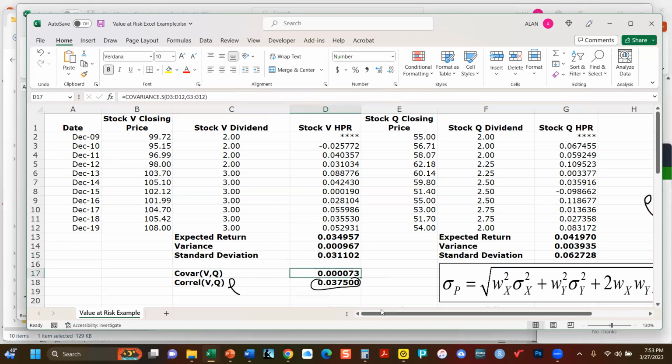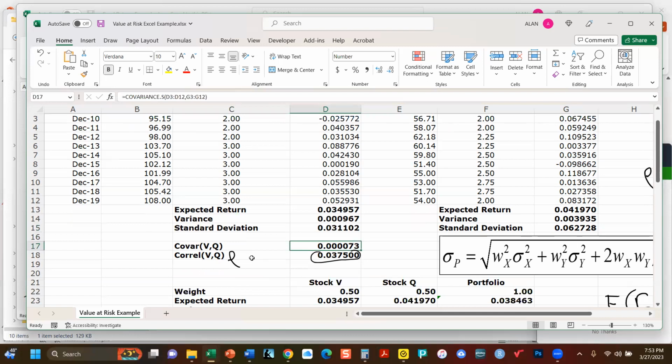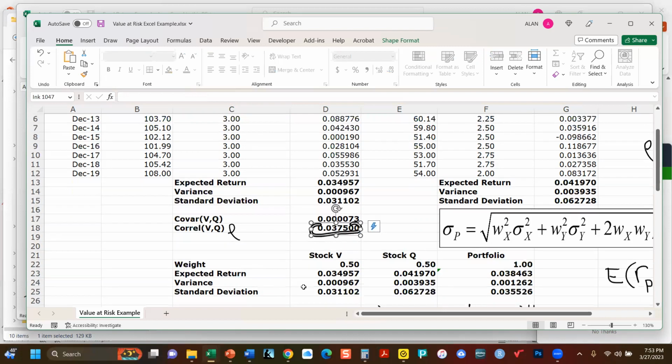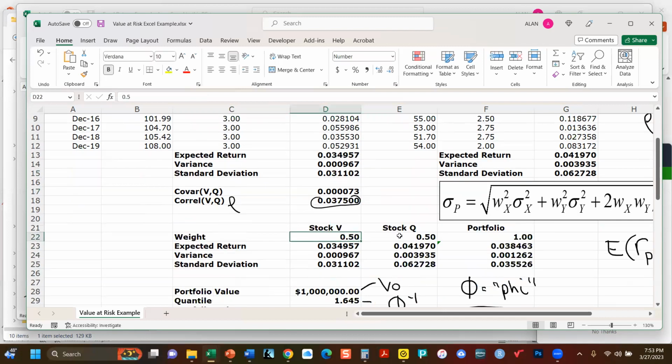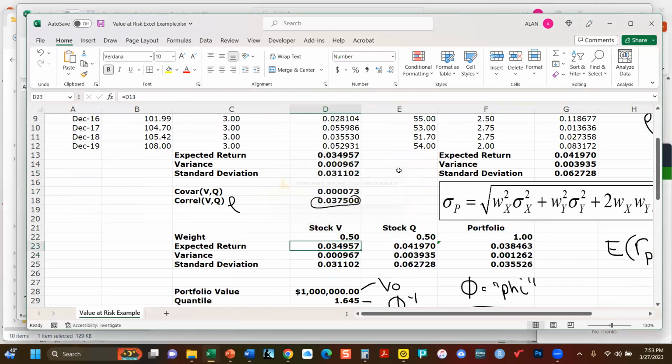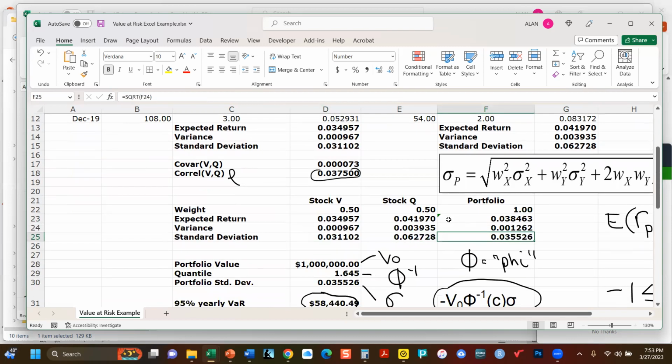And we use Excel's formula to figure out the covariance, but what we really are interested in is the correlation coefficient, 0.0375. It's a very small number, which means that we'll get a significant amount of risk reduction. And then when you put these all together, two stocks, we're assuming 50% is in each stock. And then we calculate the expected return, the variance, and the standard deviation. And that is the final result right there. The portfolio standard deviation is approximately 0.0355.